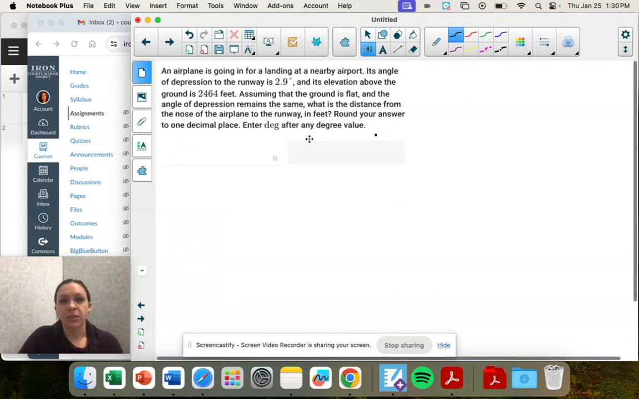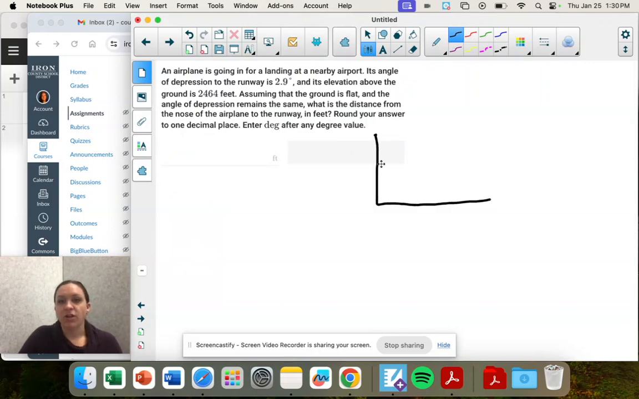Okay. So remember, we're always talking about right triangles. That's this whole section. So always start by drawing a right triangle. And we have an airplane coming in for landing. So here's our airplane. There's some wings. I'm not an artist, you guys. All right. So here's our airplane.